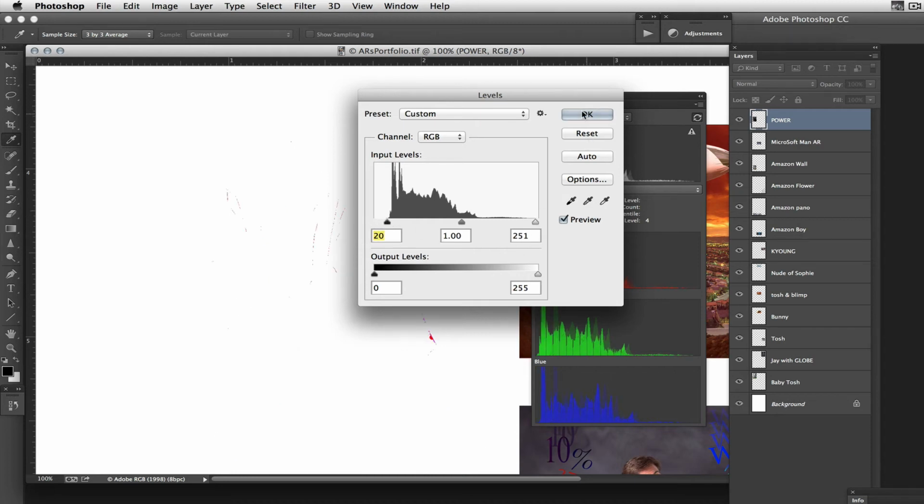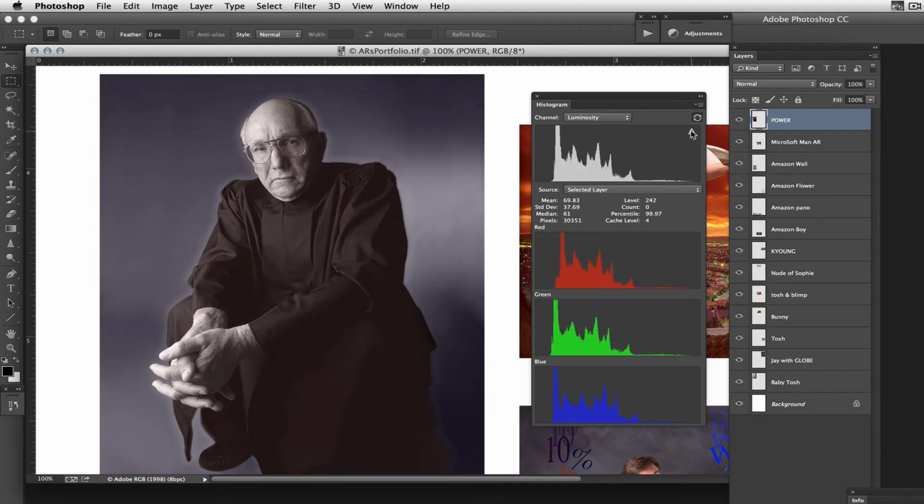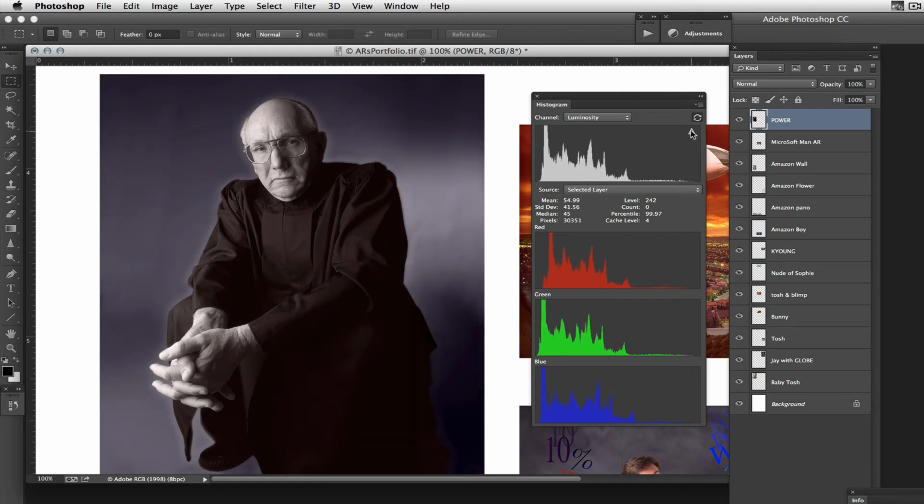So what I'm going to do is go OK and update the histogram. And if we go before and after, you can see what I've done is I've really changed the image by sliding everything over, at least on that far left side, over to the right to change those values.